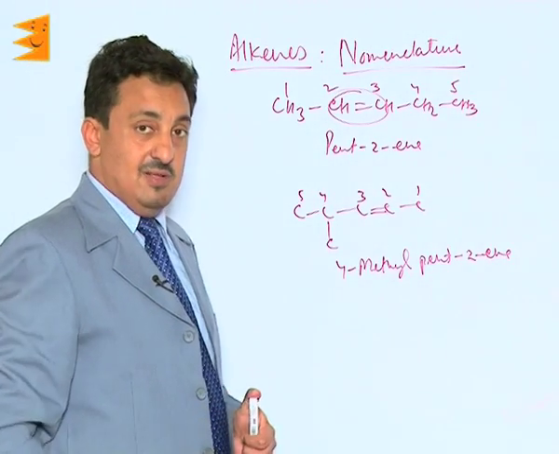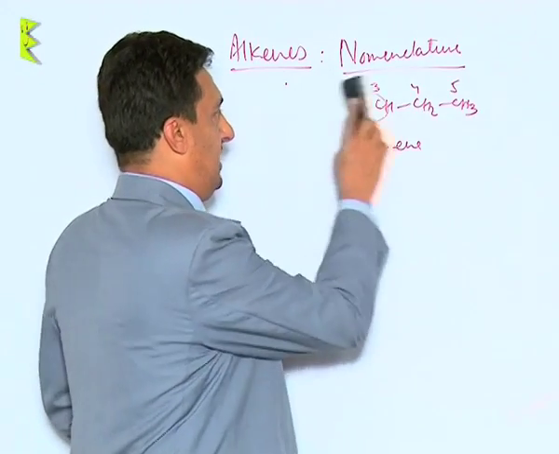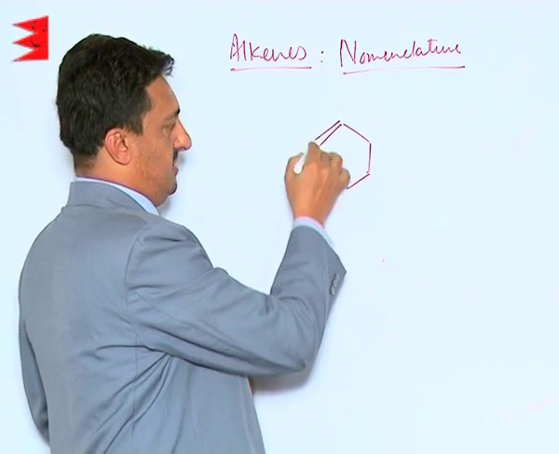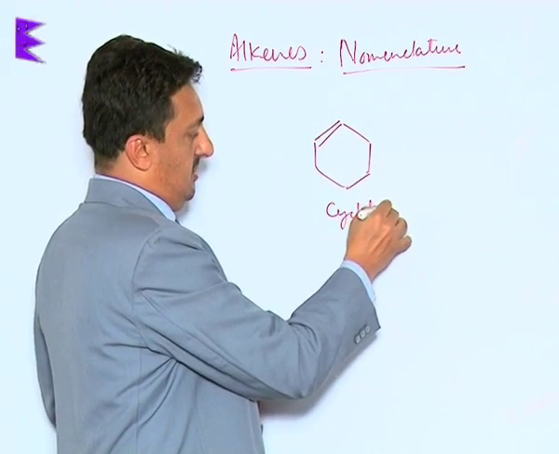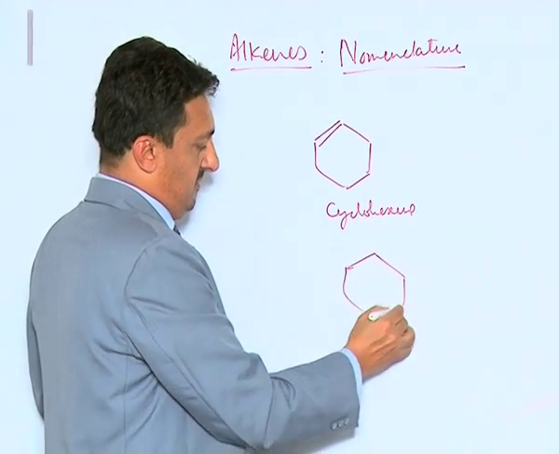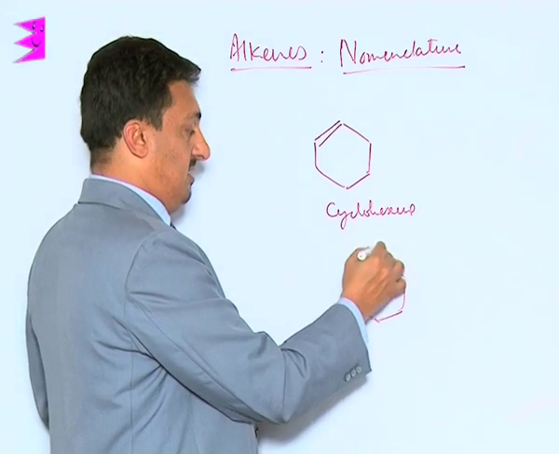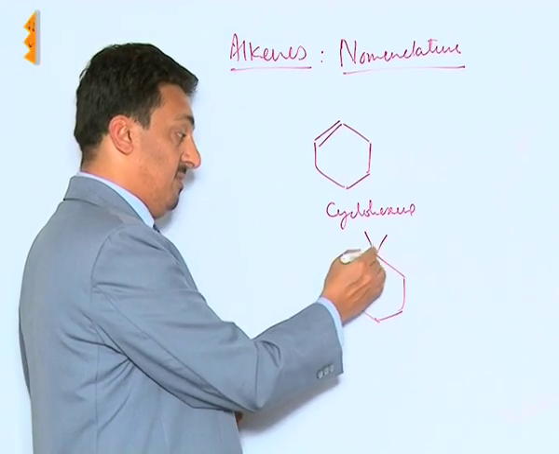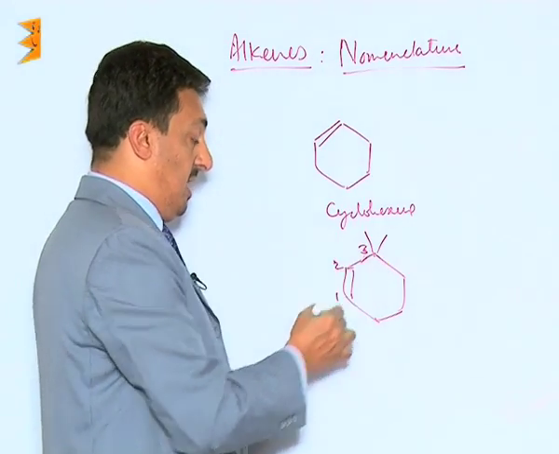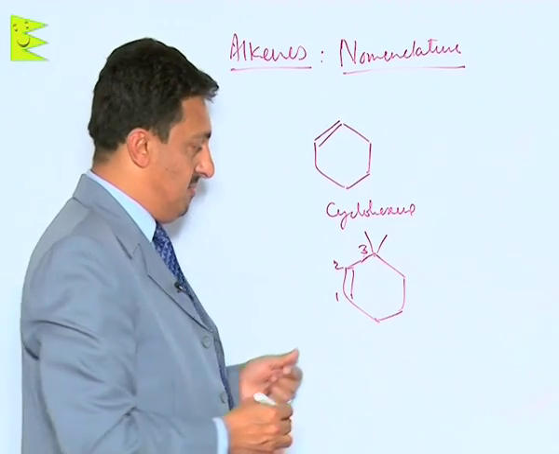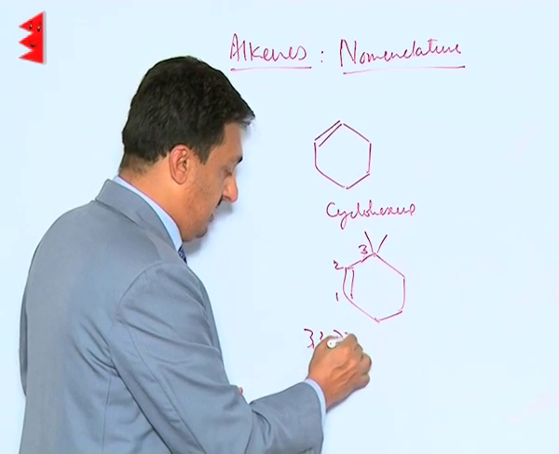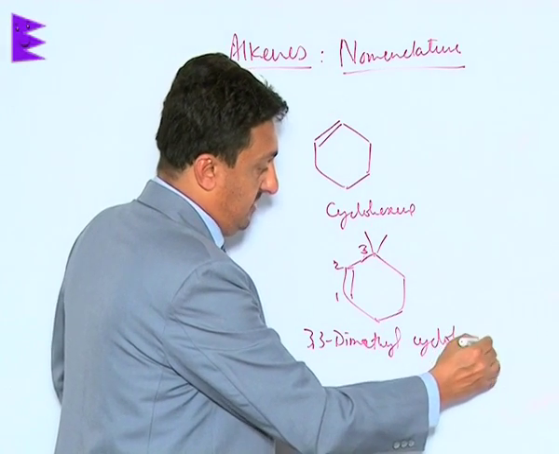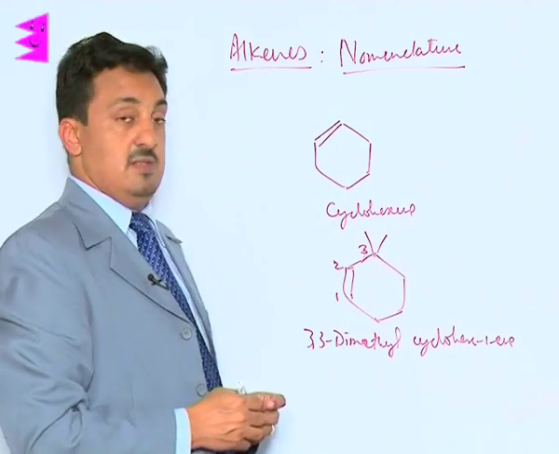These double bonds can also exist in cyclic compounds, in alicyclic groups, and it can be like this. So if we have this one, this will be cyclohexene. And if, suppose, we have a double bond along with the methyl groups, obviously we will not start the numbering from the methyl side; we will start the numbering from the carbon having the double bond. It must be given the lowest number, so it will be 3,3-dimethylcyclohex-1-ene. So this is how we name the alkenes.